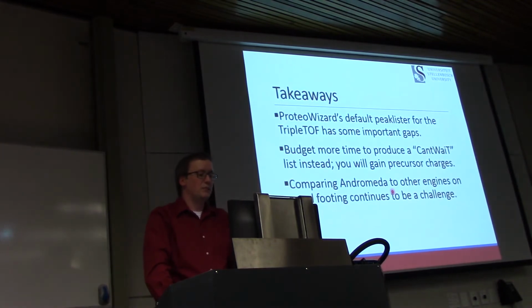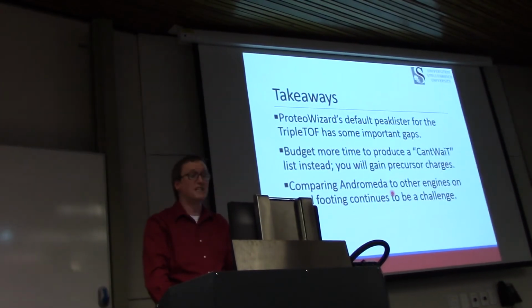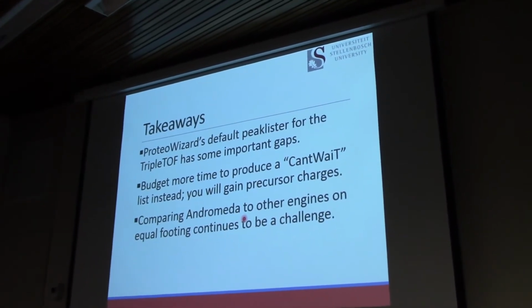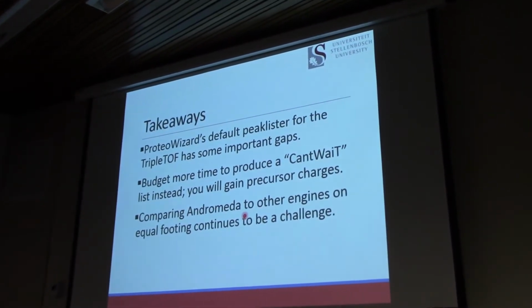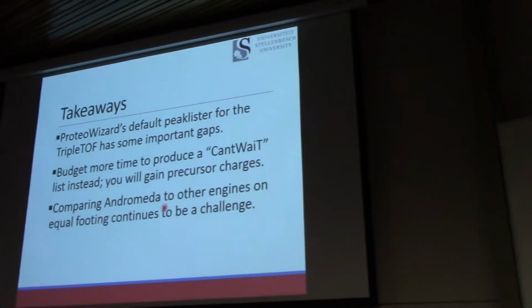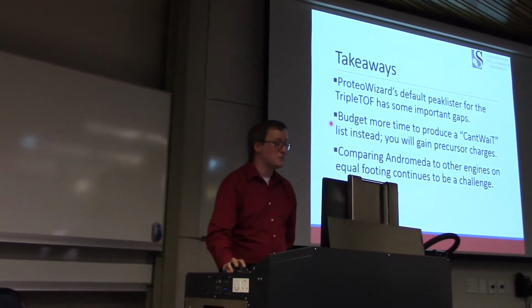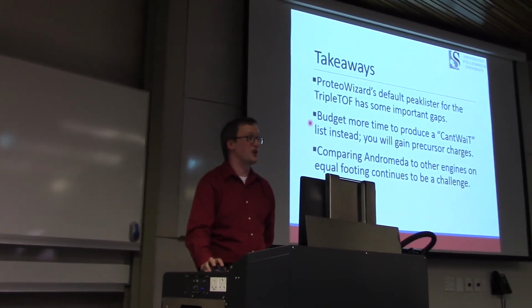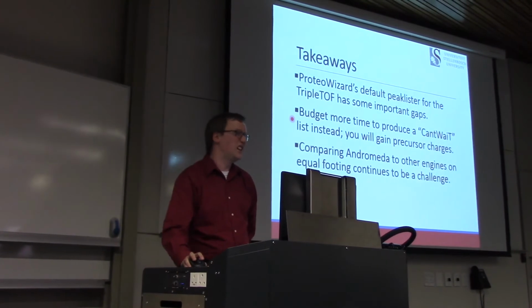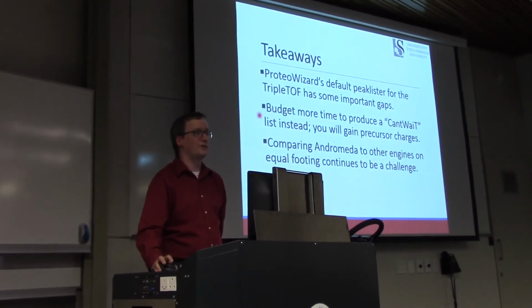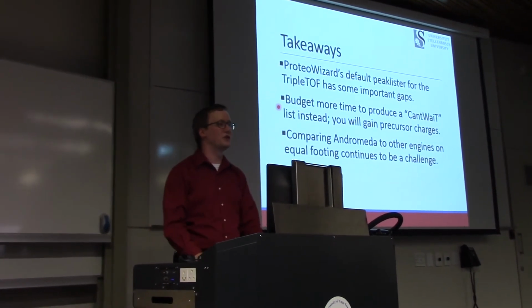So takeaways. ProteoWizard's default peak lister for the TripleTOF has some important gaps. If you are going to do free-form identification on information-dependent acquisition experiments with your TripleTOF, it behooves you to get your precursor charge states. And the way to do that is to run the TripleTOF charger. It does mean that it will take longer to generate your mzML files. So that is inconvenient. So budget some time for that. Expect to generate your mzMLs overnight rather than in the next few minutes. All right, it's an expensive algorithm. It is multi-threaded, so if you have a 12-core i9 processor, you're good to go.